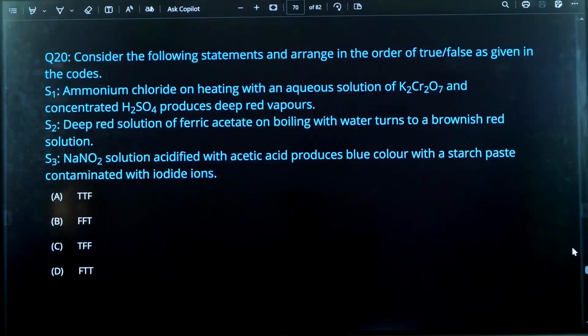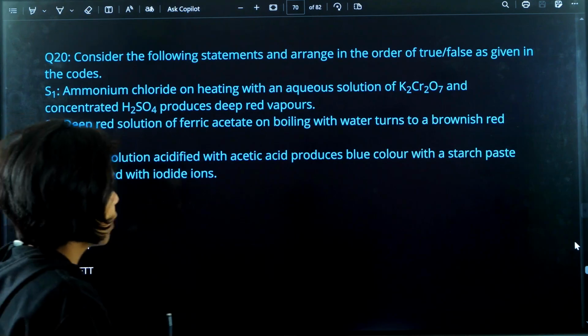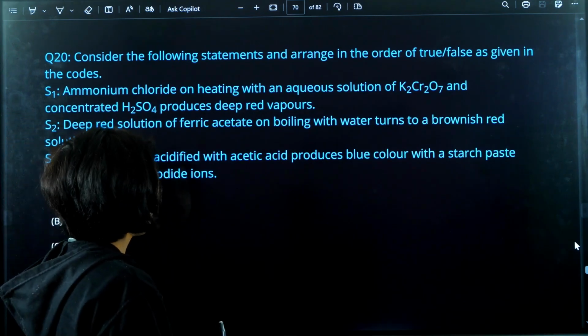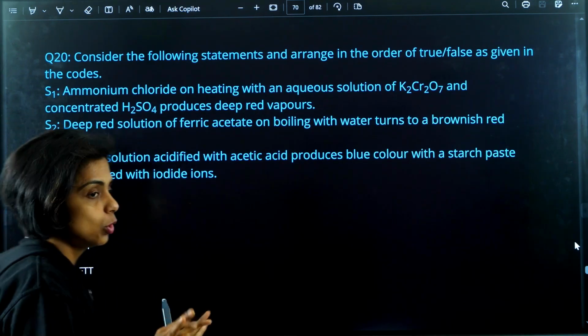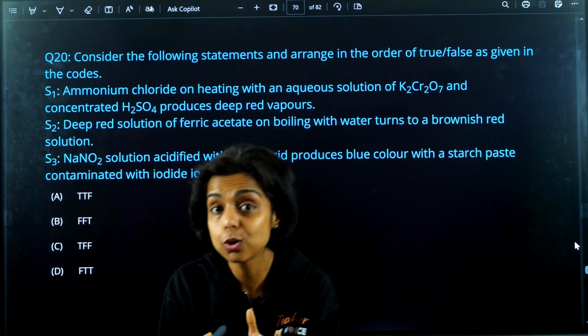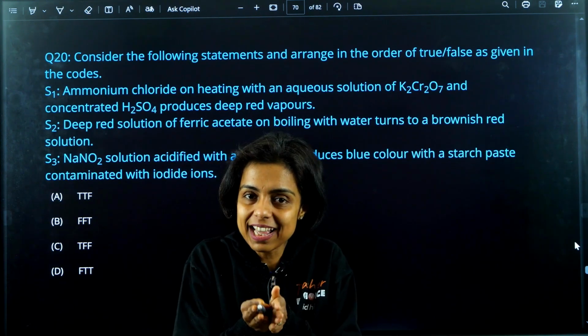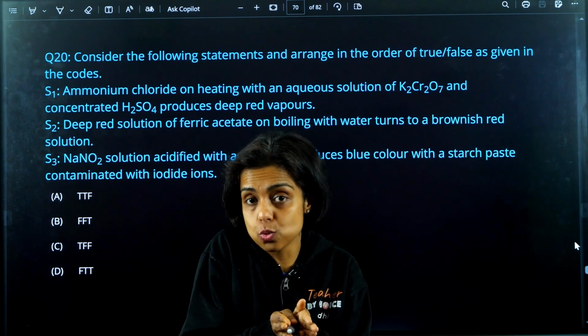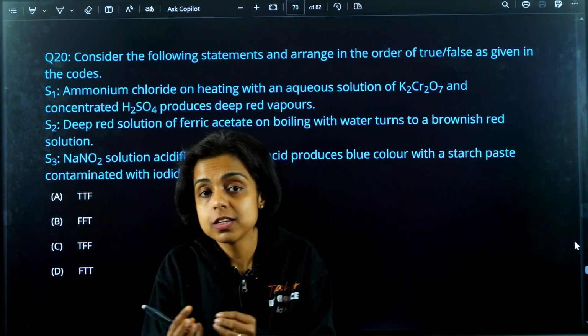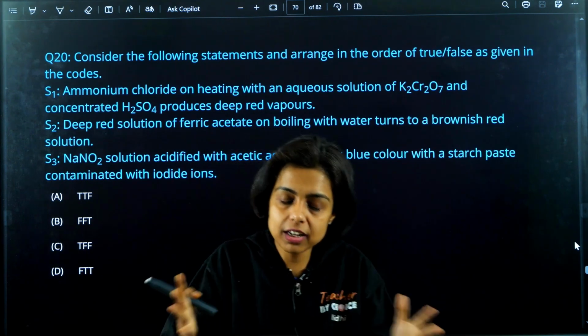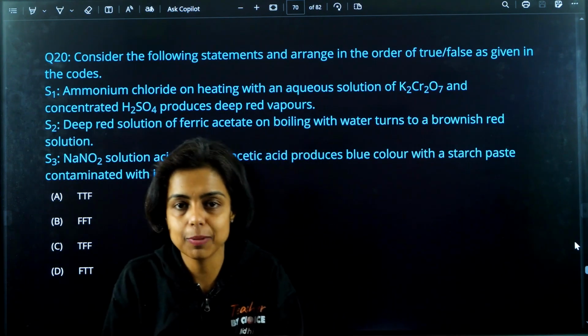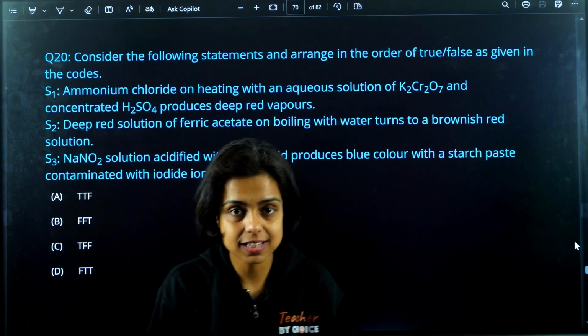SCQ. Okay. Consider the following statements and arrange in the order of true and false. Ammonium chloride on heating with aqueous solution of K2Cr2O7 and concentrated H2SO4 produces deep red vapors. Ammonium chloride. Chlorides are there, so chromyl chloride test. So if chlorides are there, you add K2Cr2O7 along with H2SO4. So CrO2Cl2, the very famous chromyl chloride, red colored vapors that detect the presence of chloride ions, will form.